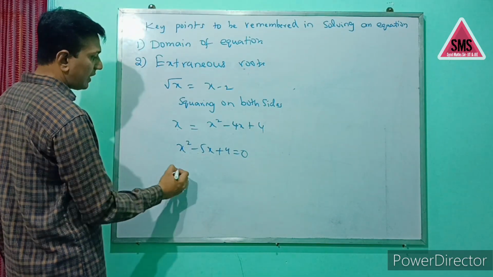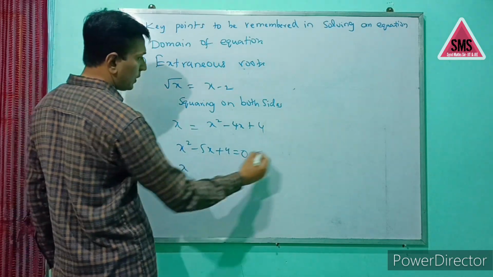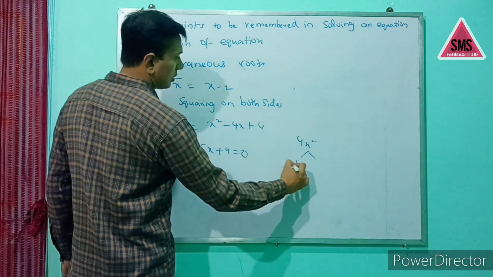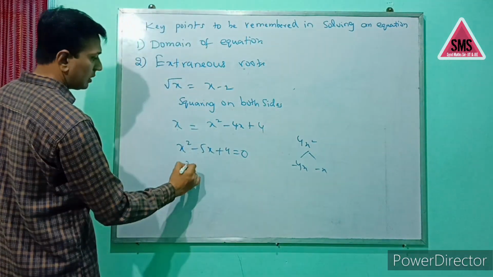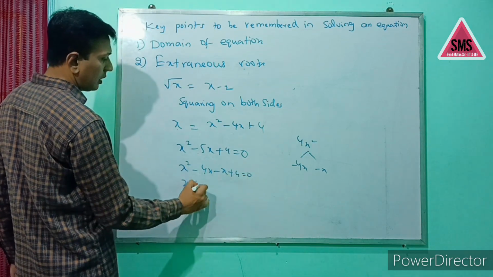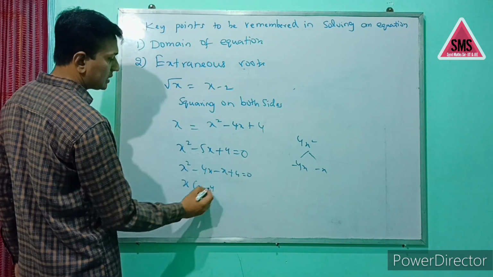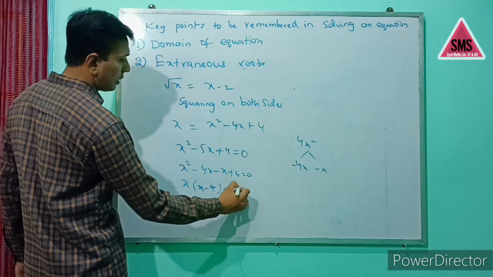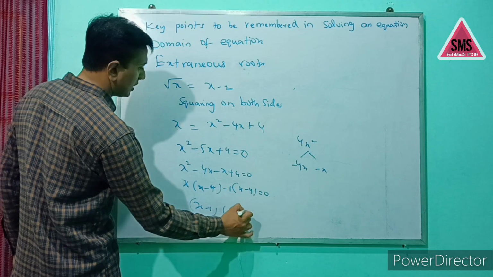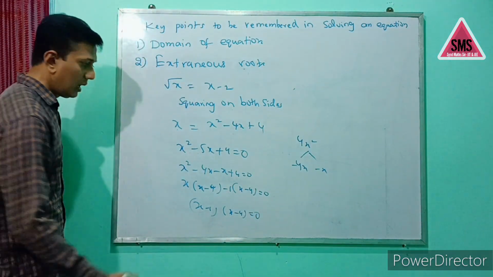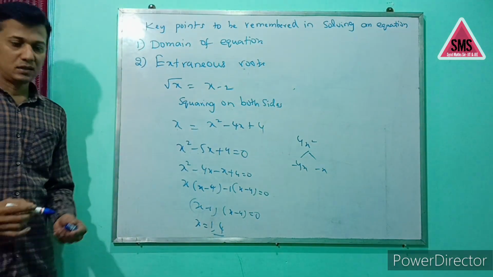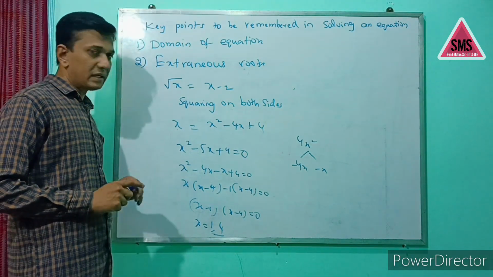When you solve this by factorization, you split the middle term: x square minus 4x minus x plus 4 equals 0. x is common here: x minus 4, and here minus 1 is common. Now x minus 1 times x minus 4 equals 0. Now x equals 1, 4 will be the zeros, that means the roots of this equation.